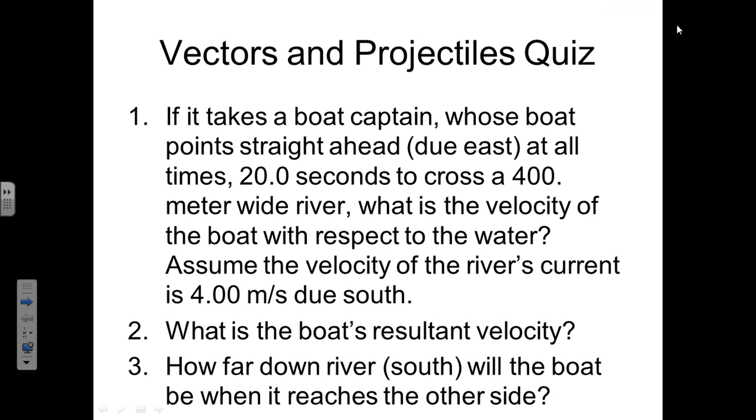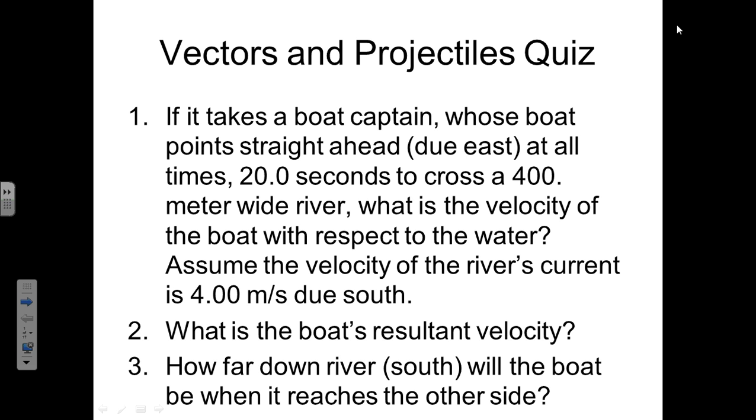All right, so first question for today. If it takes a boat captain whose boat points straight ahead, which is due east at all times, 20 seconds to cross a 400-meter wide river, what's the velocity of the boat with respect to the water? This is one of those problems where you've got to remember that horizontal and vertical have to be separate. Which one matters for this problem?